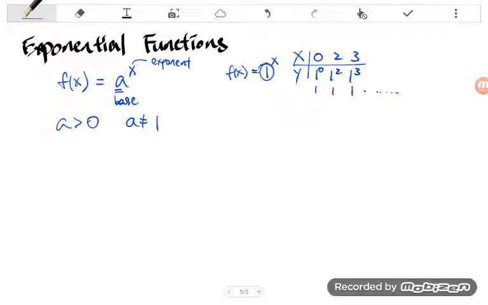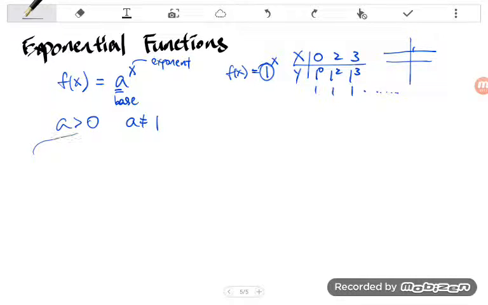So this would not be an exponential function, because we have 1, 1, 1, 1 just repeating. And that actually looks just like a horizontal line. For all x values, my y value is simply 1. So keep this in mind: your base for any exponential function cannot be 1, and it has to be positive.